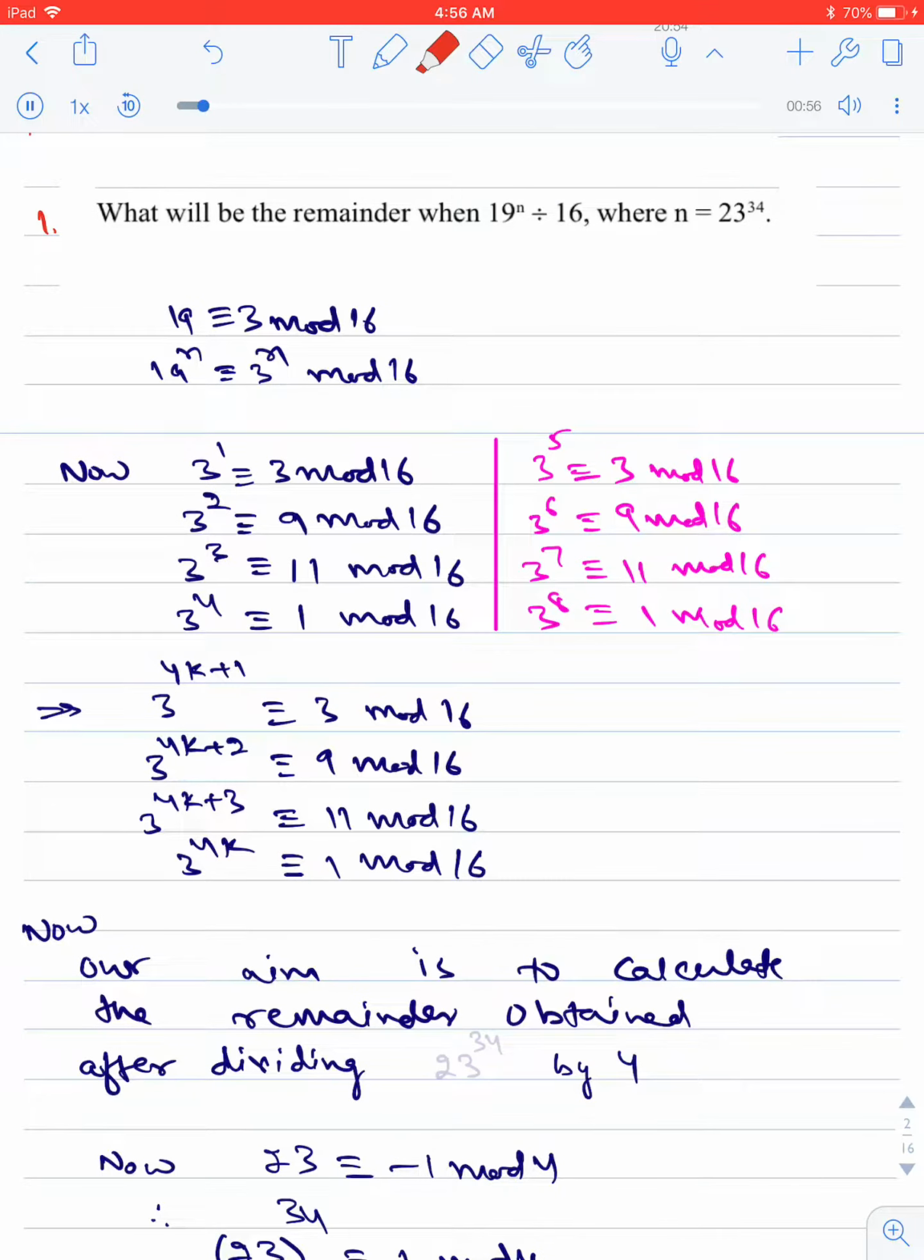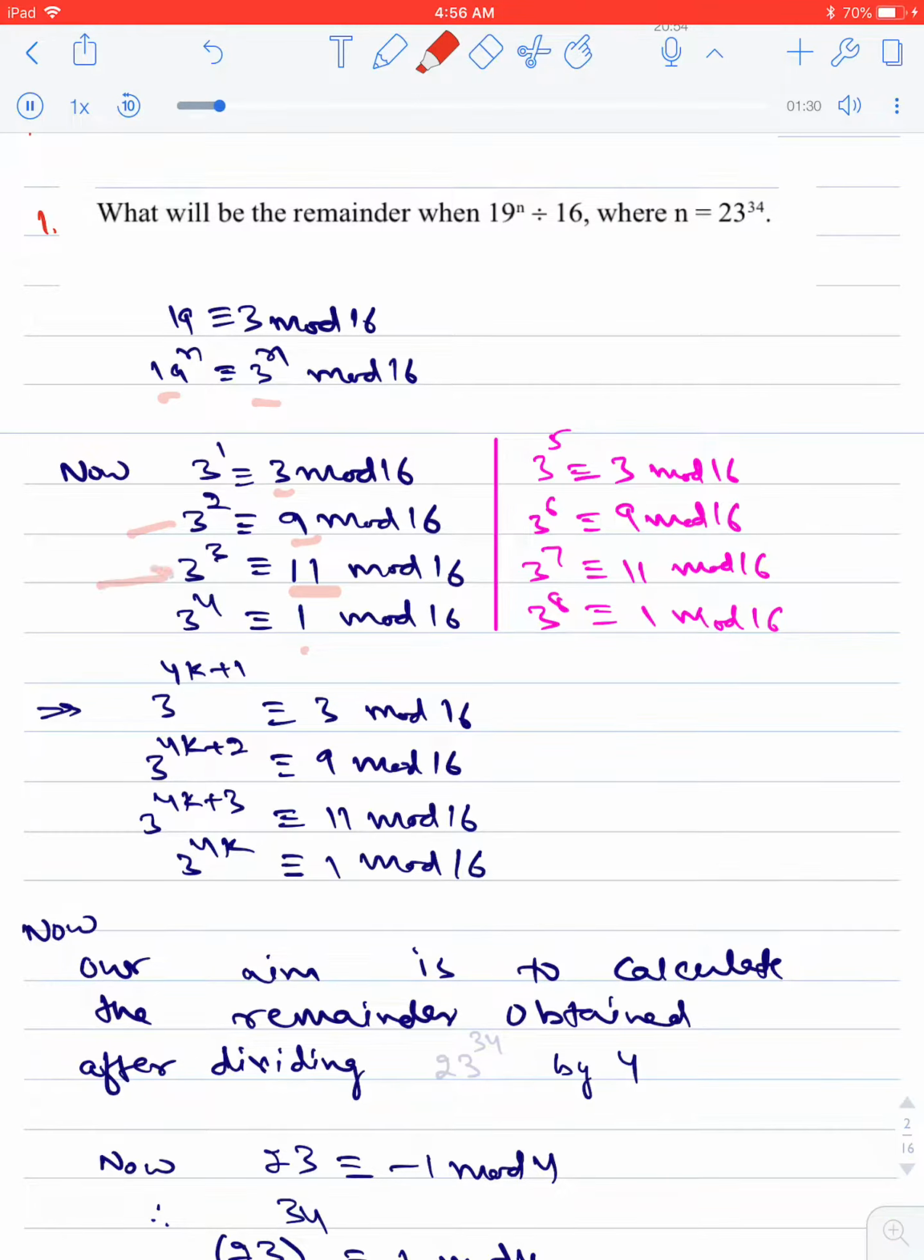Since 19 is congruent to 3 mod 16, therefore 19 raised to power n is congruent to 3 raised to power n mod 16. Now we will see the pattern of powers of 3 and the remainder obtained after dividing by 16. 3 raised to power 1 is congruent to 3 mod 16. 3 square is congruent to 9 mod 16. 3 cube is congruent to 11 mod 16. 3 raised to 4 is 81, which leaves remainder 1, so it is 1 mod 16.